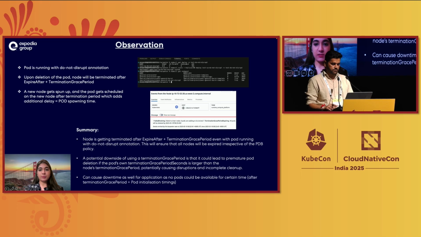But in this case, a potential downside is that now, if the pod's own termination grace period seconds is longer than the node's termination grace period setting, then the pod may be forcefully terminated prematurely, leading to incomplete cleanup or disruption. But this approach can also introduce temporary downtime, as no replicas might be available or running during the combined termination and the pod reinitialization period.